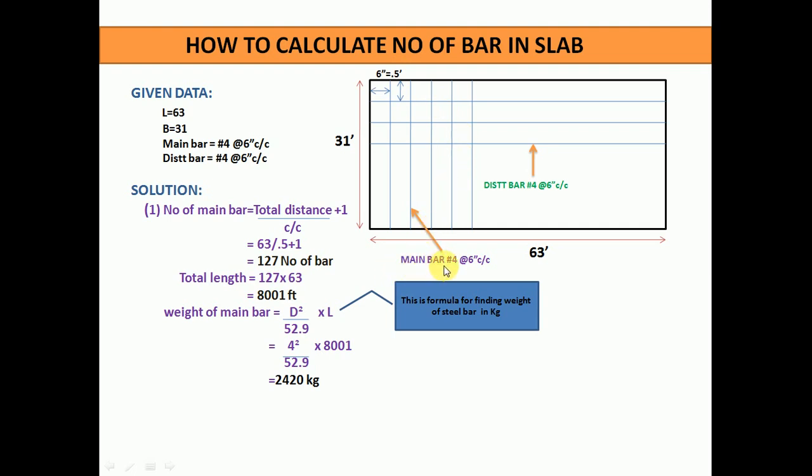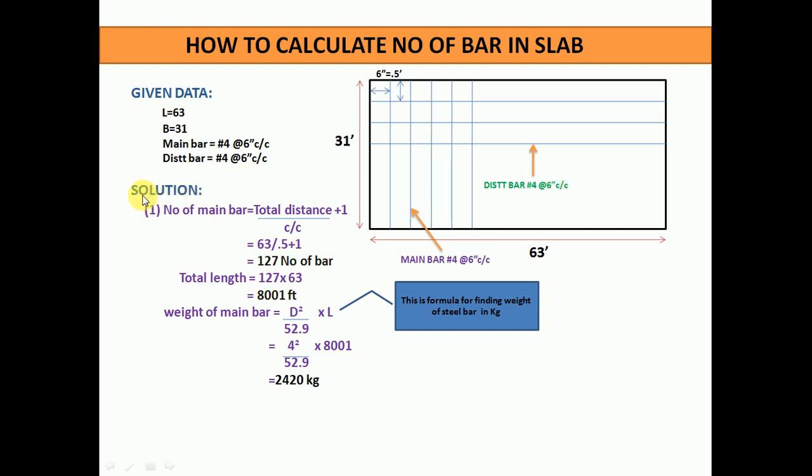So the main bars are number 4 bars and the center to center distance is 6 inch. For the distribution bar, it is the same as the main bar, using number 4 bar with center to center distance of 6.